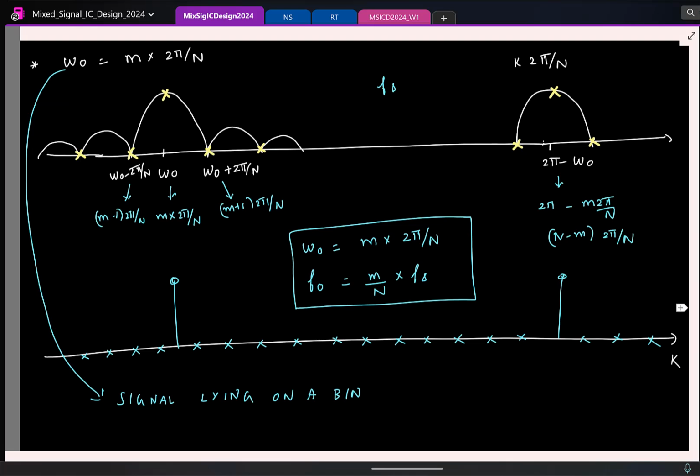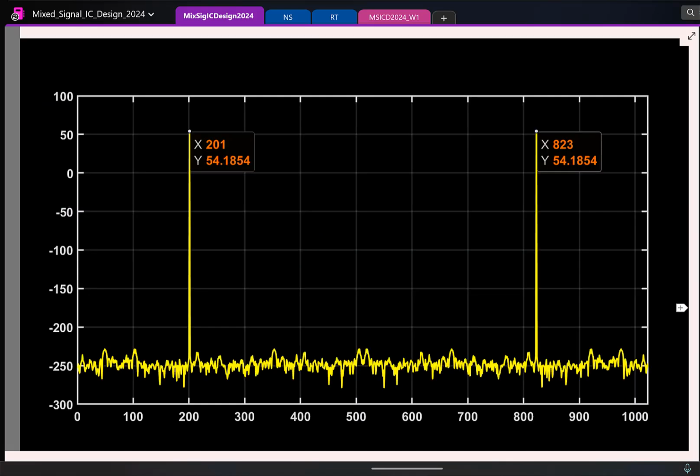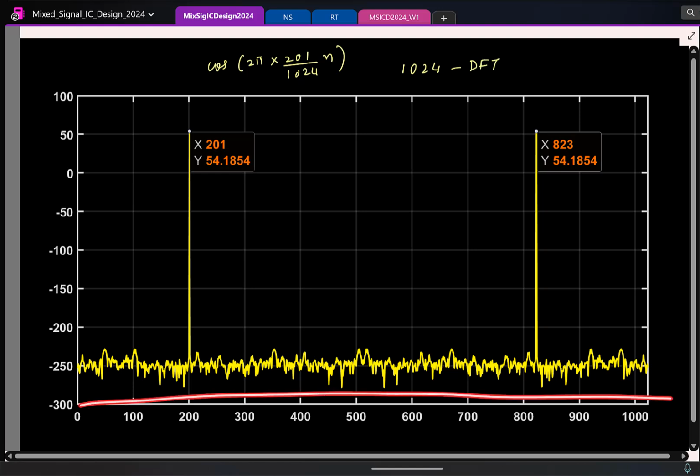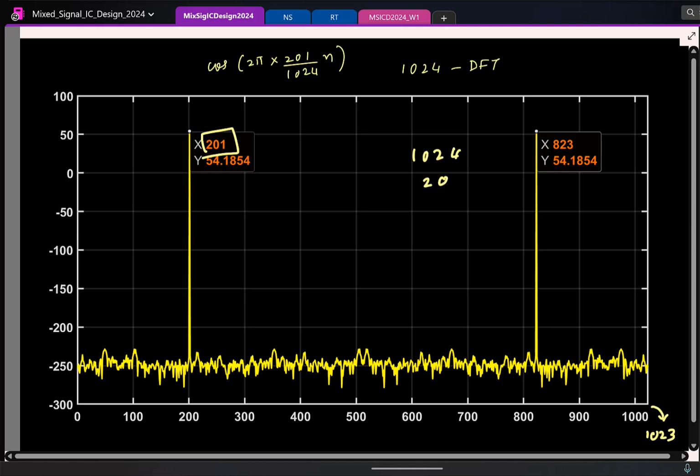I went ahead and made sure this is indeed the case. I've taken an example where I chose a sinusoid of the form 2 pi into 201 by 1024 n, and I took a 1024 point DFT. The x-axis is k, which spans 0 to 1023, and as you expect, you see two peaks, one at 201, the other at 1024 minus 201, which is 823.